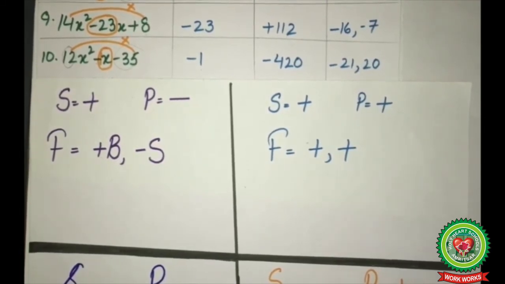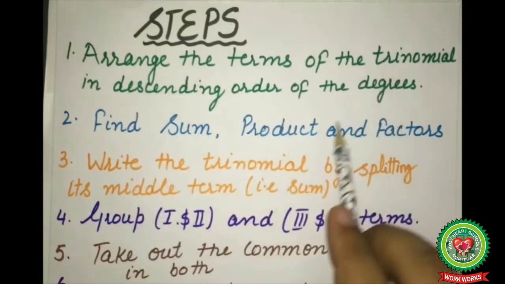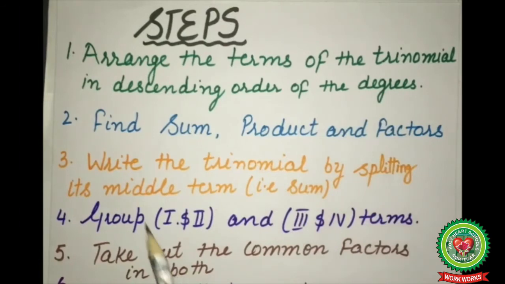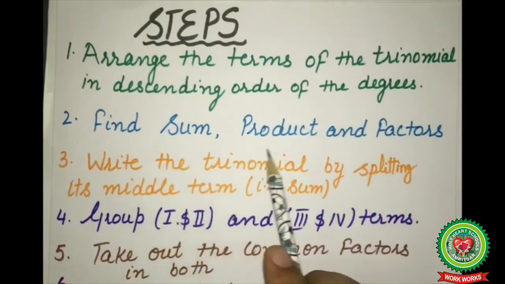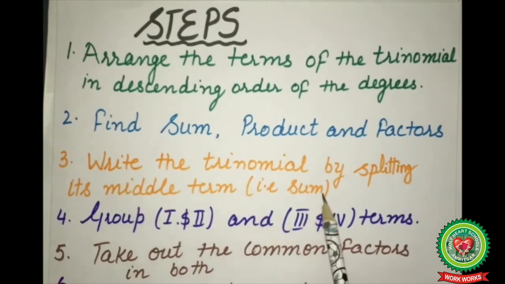So now students, we are going to discuss the steps that are involved in the factorization of a trinomial by the sum product method. The first step is arrange the terms of the trinomial in descending order of the degrees. Step number 2, find sum, product and factors of the given trinomial. Step number 3, write the trinomial by splitting its middle term, that is the sum.